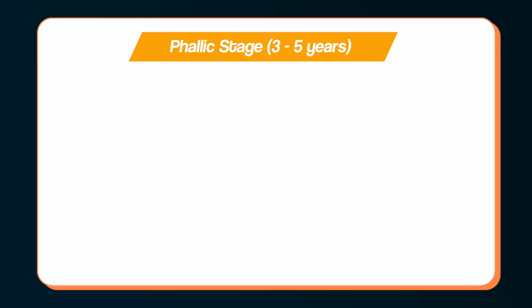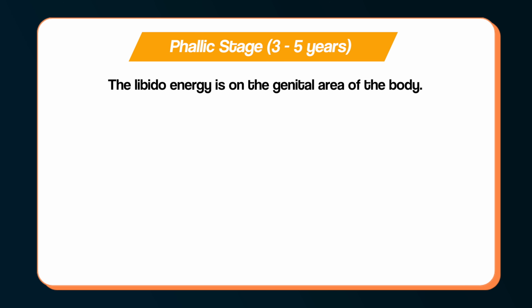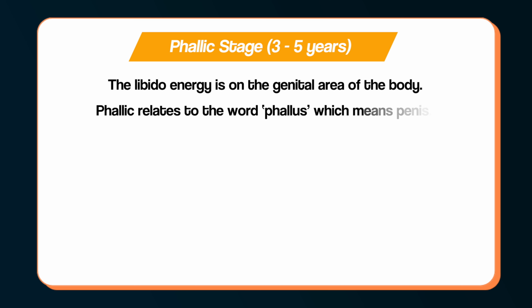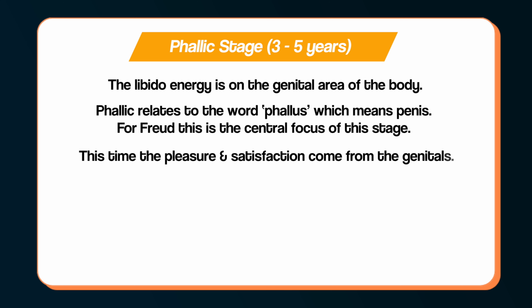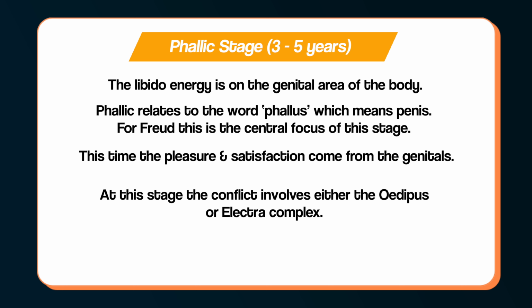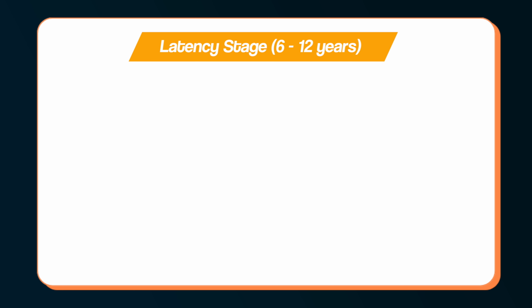Third stage, phallic stage, between 3 to 5 years. The libido energy is on the genital area of the body. The word phallic relates to the word phallus, which means penis. For Freud, this is the central focus of this stage. This time, the pleasure and satisfaction come from the genitals, and at this stage, the conflict involves either the Oedipus or Electra complex. The fourth stage is the latency stage between 6 to 12 years.